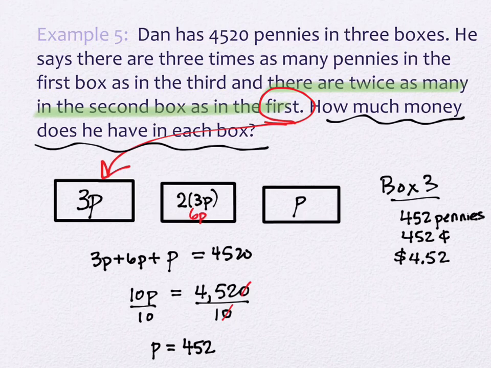$4.52. Okay, those are all equal ways of writing it. Some more natural than others, but they're all correct. How can we figure out what's going on in box 2? Or box 1, sorry. 3 times 452. Yeah, 3 times the 452.